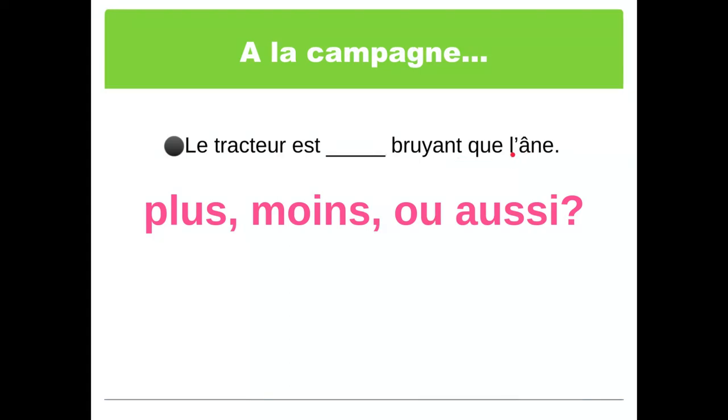L'âne is donkey, and le tracteur, c'est facile. C'est comme en anglais. It's easy. It's like in English, tractor. Bruyant, if you didn't remember, bruyant means noisy. Le lapin est petit que le tracteur. Le lapin is the rabbit. So le lapin est either plus, moins, ou aussi petit que le tracteur.